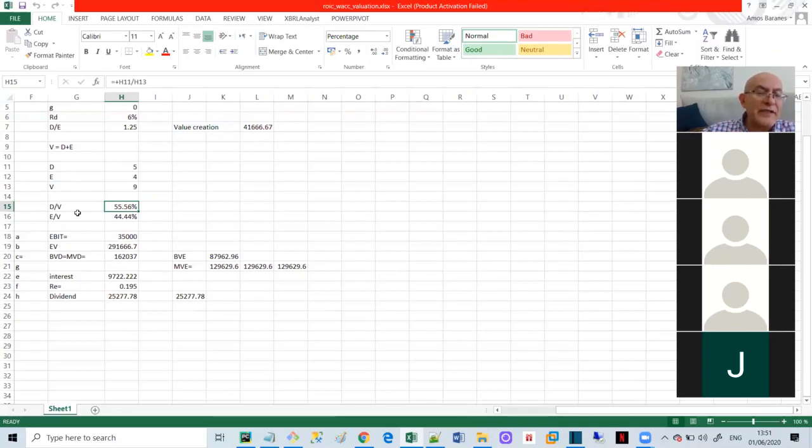So in this example, we're assuming that I'm raising 5/9 as a percentage of the total money I need for the company in debt, and I'm raising 44% in equity relative to the total. So if I'm raising 9, 5 of which will be in debt, 4 in equity, that means 55% or almost 56% in debt and 44% in equity. Okay, that's the meaning.